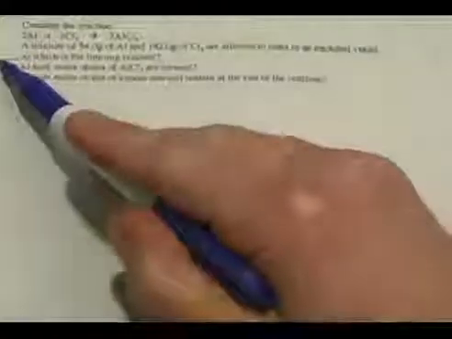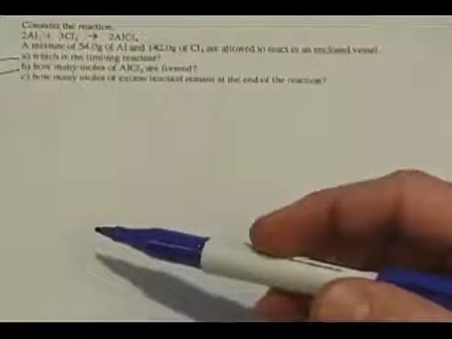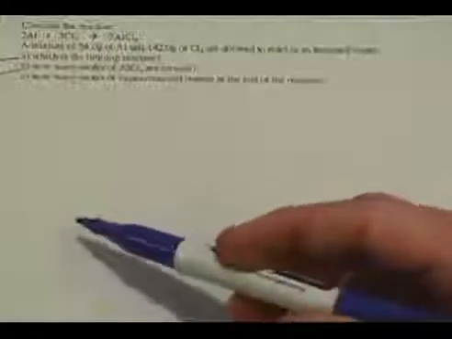It says that 2 aluminums plus 3 chlorines make 2 AlCl3, and it says a mixture of 54 grams of aluminum and 142 grams of chlorine are allowed to react in an enclosed vessel. First of all, determine which is the limiting reactant. Second, how many moles of AlCl3 are formed, and then lastly, how many moles of excess reactant remain at the end of the reaction.